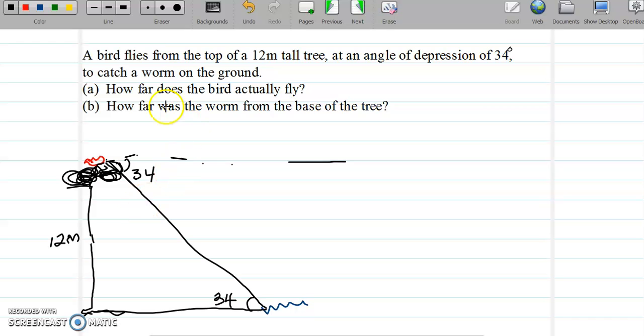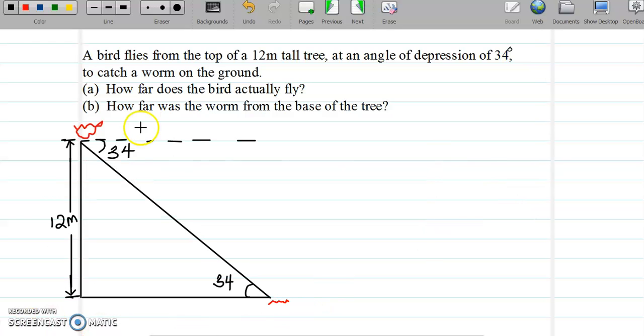So in this case, we are asked to find how far does the bird actually fly. So the bird must fly from here. Okay, let's draw the triangle very well. So that means if I have this triangle, this is 34. And we are asked to find, so this is the bird and this is the worm, and the angle the bird makes is 34 degrees, which also will be the angle here.